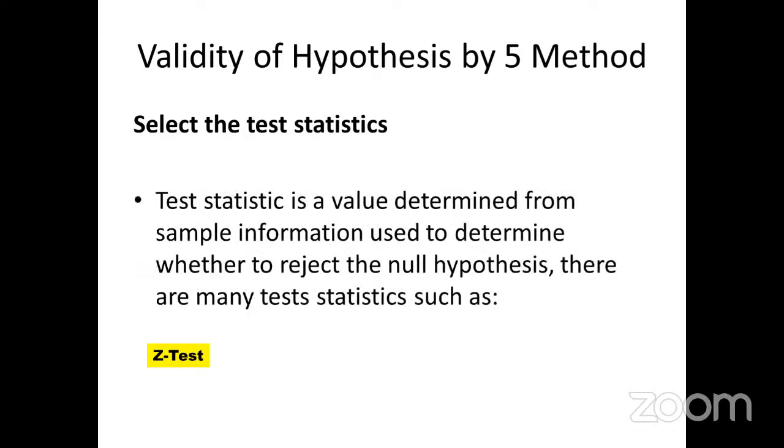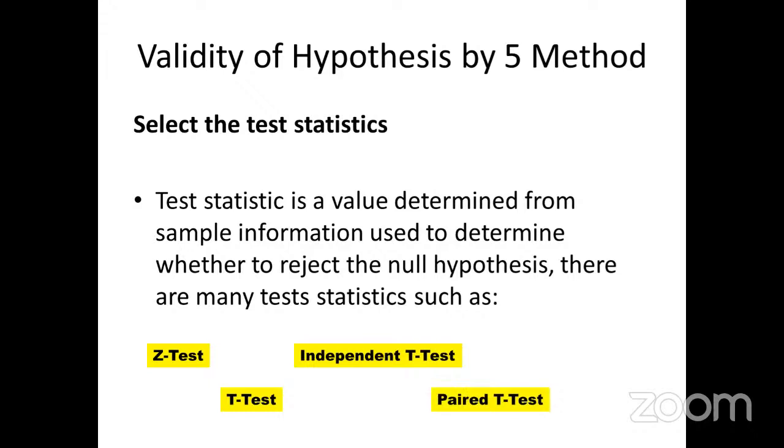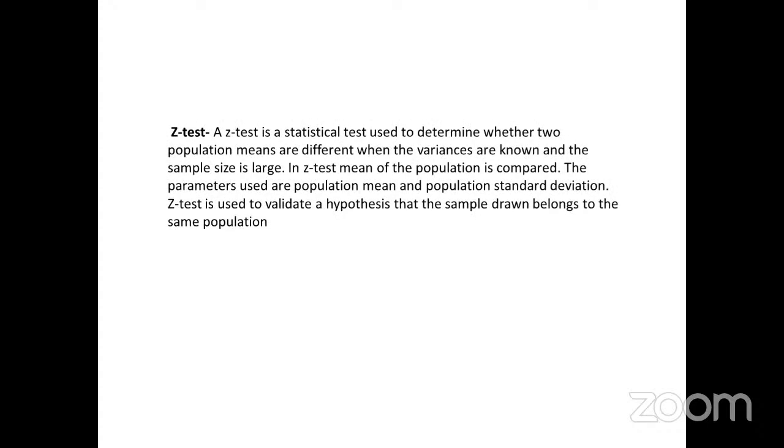Select the test statistic. A test statistic is a value determined from sample information used to determine whether to reject the null hypothesis. There are many test statistics such as first, z-test, second is t-test, third is independent t-test, fourth is paired t-test, and the last is ANOVA test. Z-test is a statistical test used to determine whether two population means are different when the variances are known and the sample size is large.